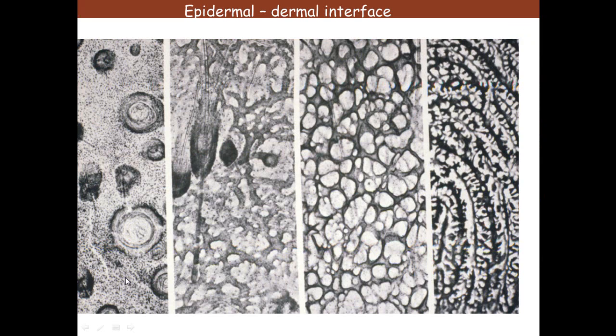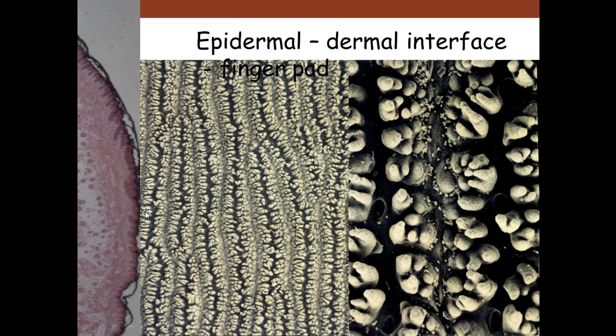This would be hairs of a face where you have a beard. This is a finger pad, and this is the belly, I think. So there are differences in the interfaces in the different regions. In the finger pad, you have to have more elaborate connections between the epidermis and the dermis than you would, say, in the cheek.